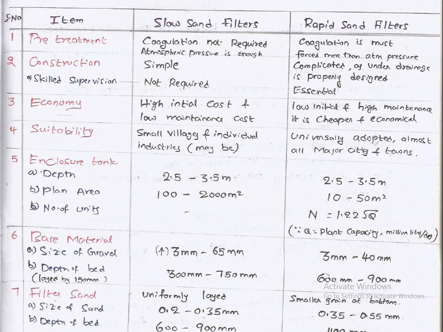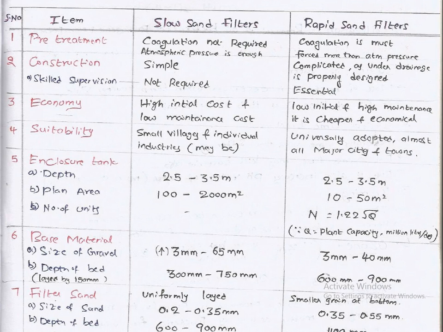Economy: high initial cost and low maintenance cost for slow sand, whereas low initial cost and high maintenance cost for rapid sand. It is cheaper and economical for rapid sand filter. Economy done. Suitability: for small villages and individual industry, slow sand filters may be used. Universally adopted in almost all major cities and towns is the rapid sand filter.